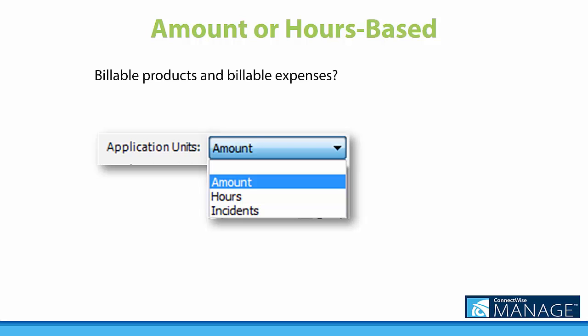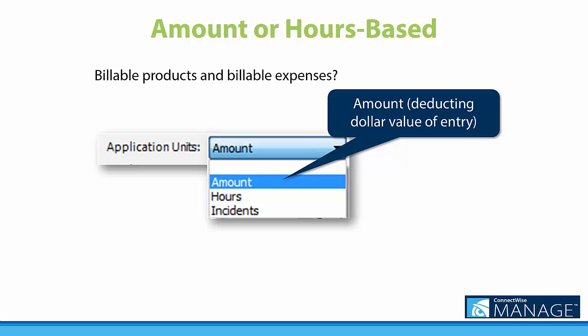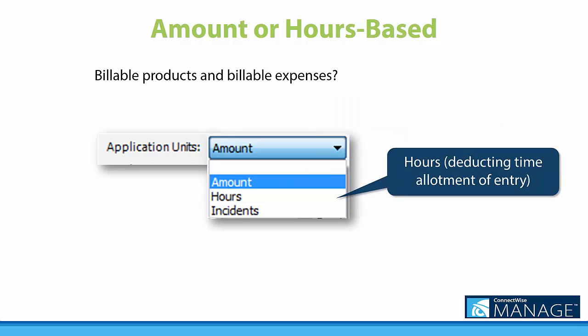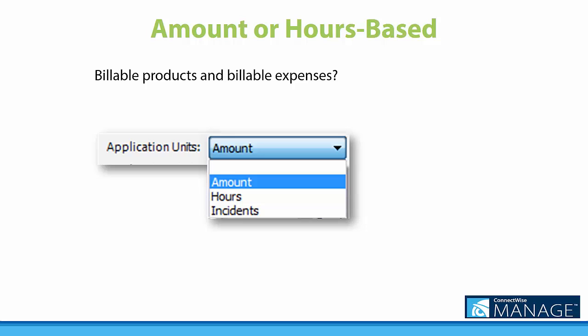Will your agreement cover billable products and billable expenses? If so, then use an amount-based agreement to deduct the dollar value of the entry. An hours-based agreement is best when deducting a unit of time. Less common is the option to choose a number of incidents. Let's look at this in more detail.